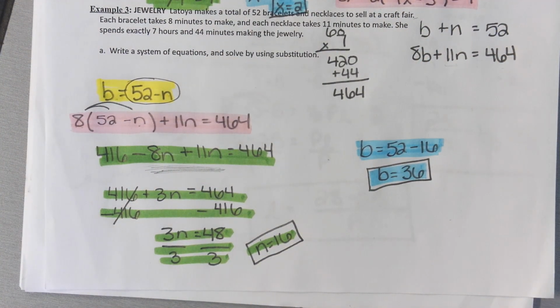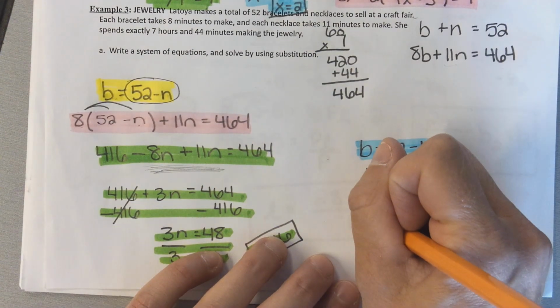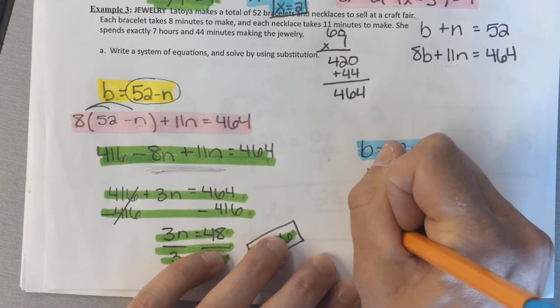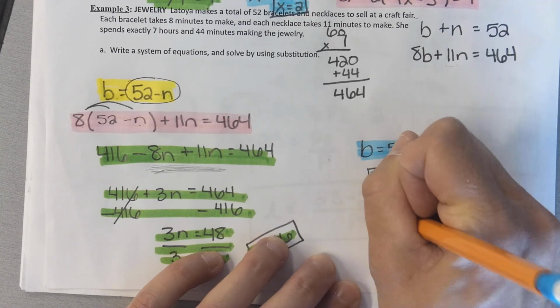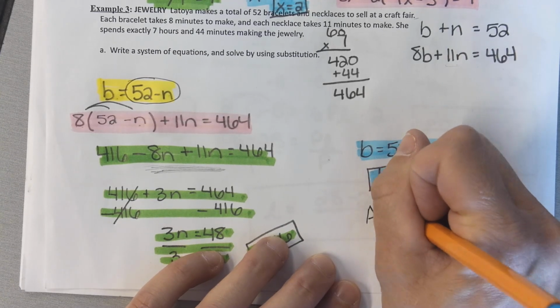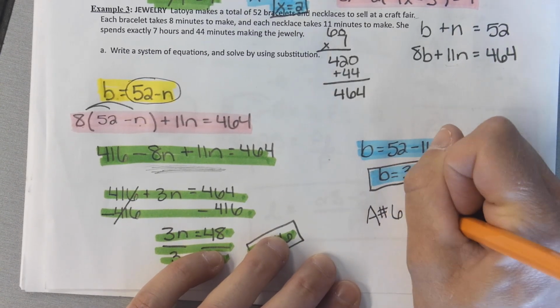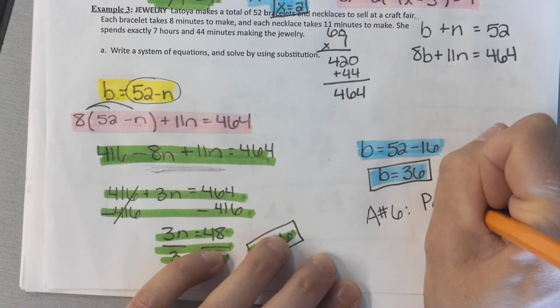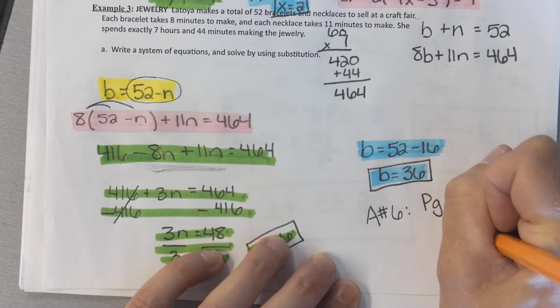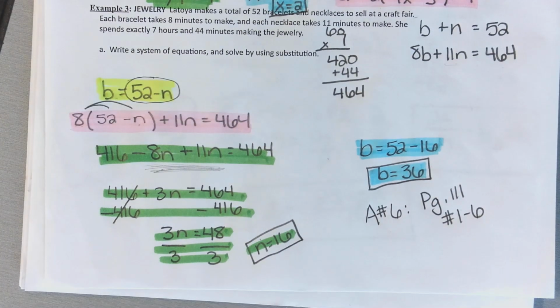Do you think you want to see another example and start the homework together? Yeah? Okay. So take out paper. I'm going to write your assignment, and while you're getting set up, I'm going to take attendance. Believe it or not, it's going to happen. I think we're on 6. Page 111, numbers 1 to 6. Again, you don't have a lot. There's a reason for that. Okay, get your paper set up.